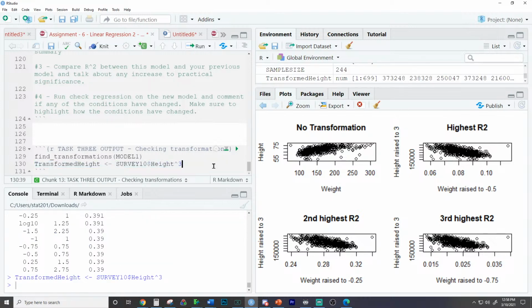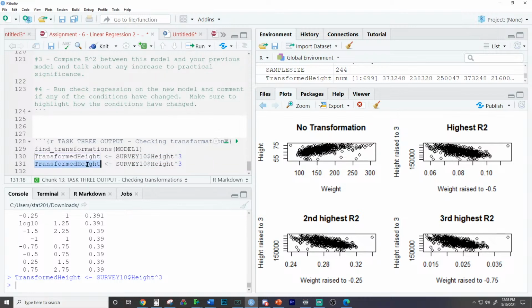And then we're going to go to weight. And what power for my best model do I want to bring weight to? Looking at the best model right here, what power should I bring weight to? And these will be vectors saved to the global environment. Look at that, height to the third power. So for my best model, I want to raise weight to the what power?